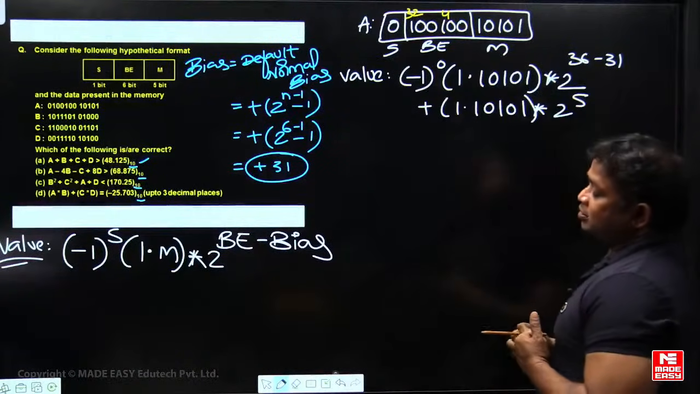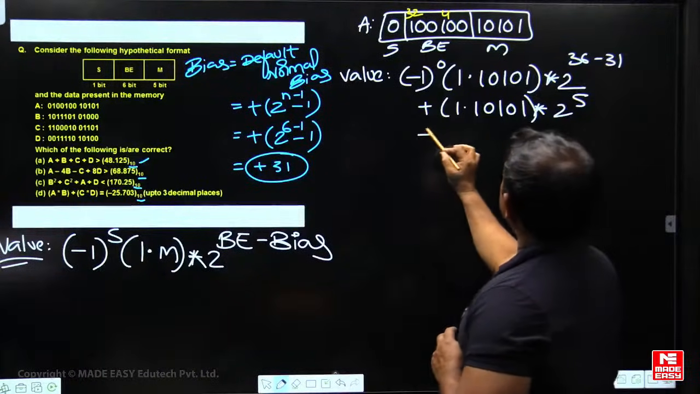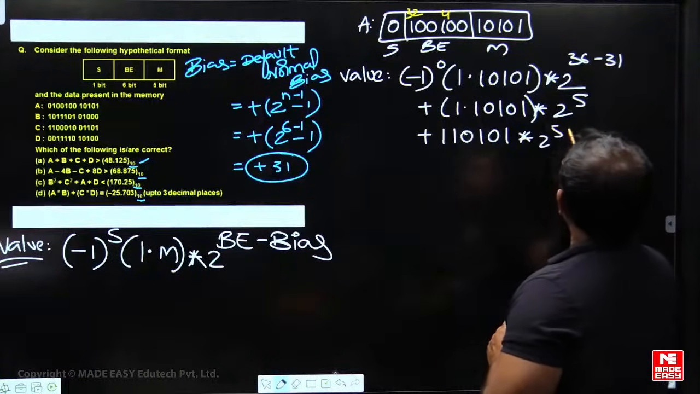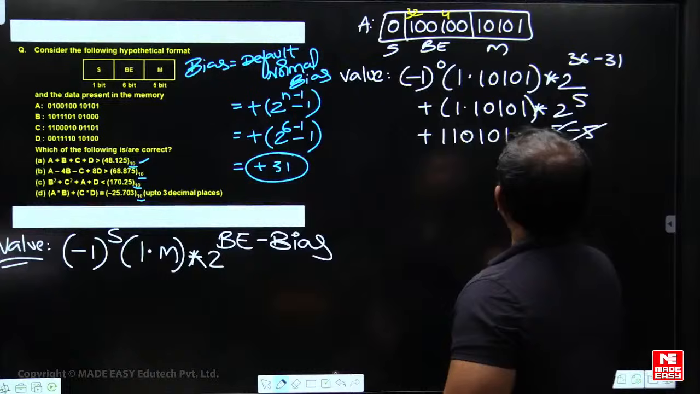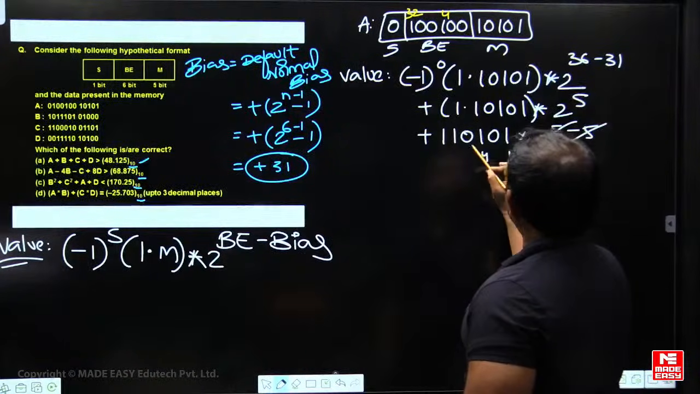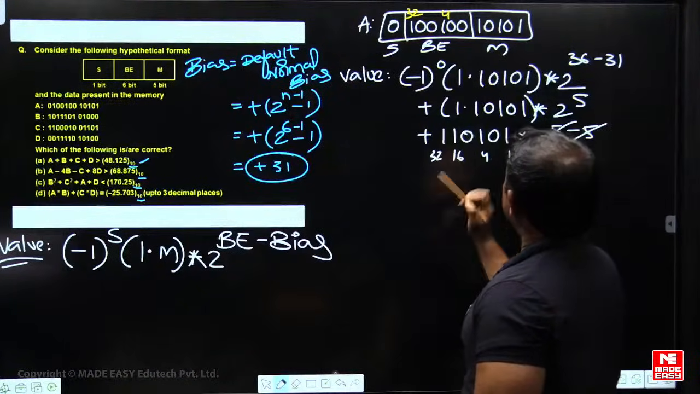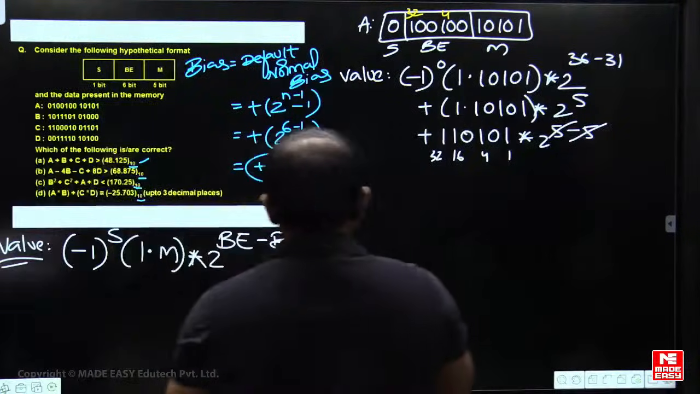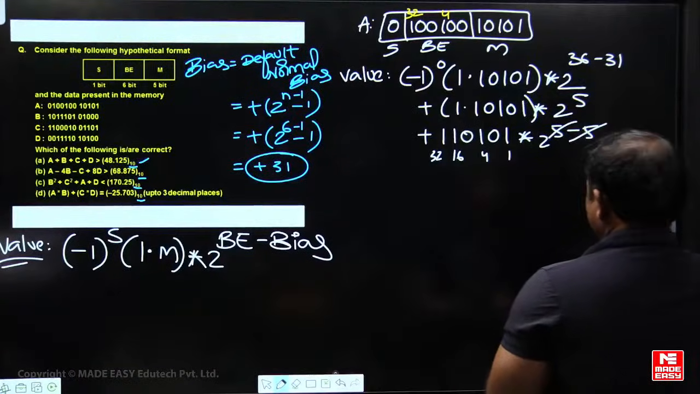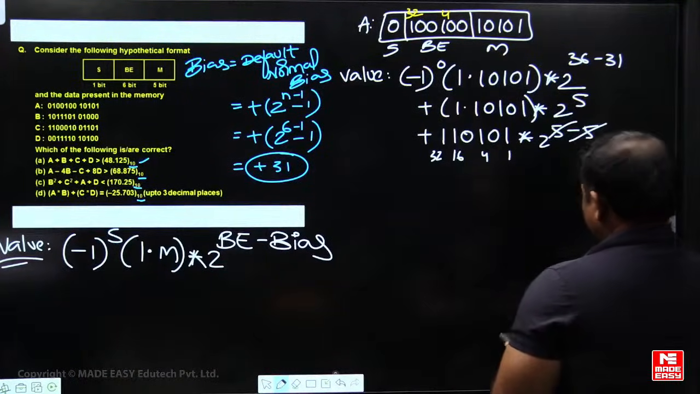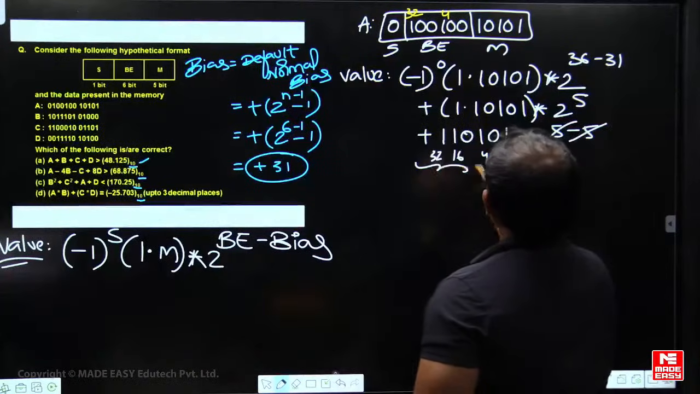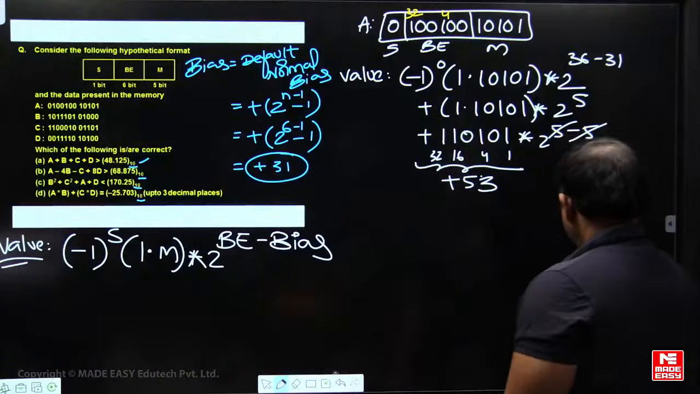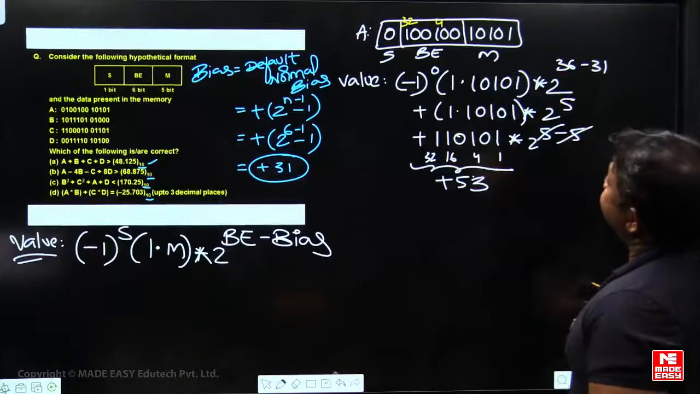When you want a decimal, make this exponent 0. So plus 1 into 2 power 5, minus 5 cancels. Now find its value: 1 2 4 8 16 32. Is it okay? Now 32 plus 16 plus 4 plus 1, that is 53. So this equals plus 53. Right? Now, similarly, do the remaining quickly.